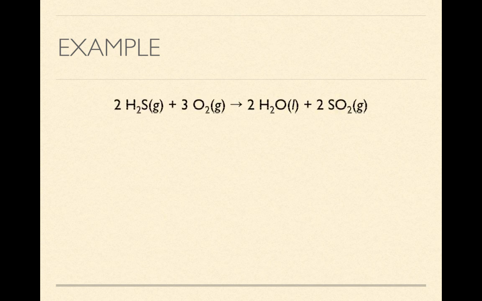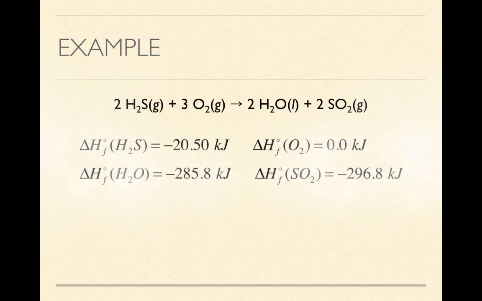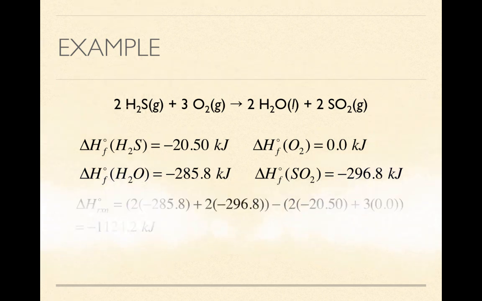Here's another example that will work. So we've got 2 H2S plus 3 O2, so the burning of hydrogen sulfide goes to 2 H2O plus 2 SO2. And so we look up the various heats of formation, and for H2S it's minus 20.5. For O2 it's 0. For H2O liquid it's minus 285.8. For SO2 it's minus 296.8. So we take the sum of the products minus the sum of the reactants.